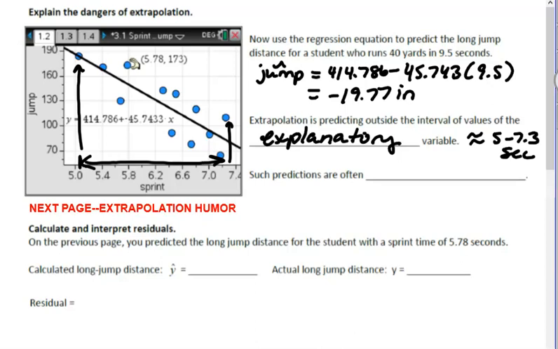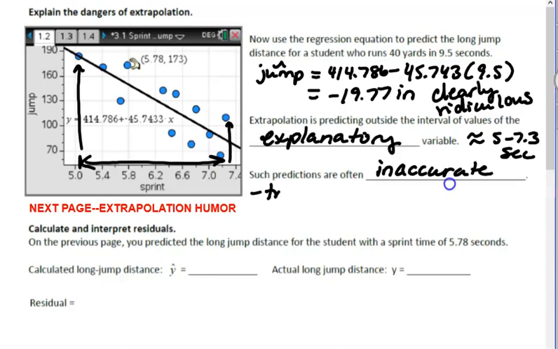So this is clearly ridiculous. This is what happens when we use our regression line to extrapolate, or predict beyond the range of our original data. We're going to get values that just might not make sense. Such predictions are often inaccurate, and it's because of a couple reasons. One, trends might change. Or values might be unreasonable.